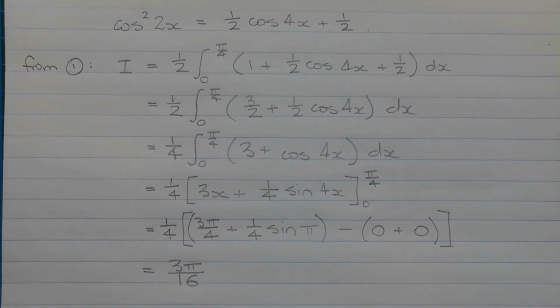Applying the limits of integration, we get 1 over 4 times, now I'm going to open square bracket here, 3 pi over 4 plus 1 over 4 sine pi, and they're in round brackets, minus 0 plus 0. Now sine pi is equal to 0, so this term here is 0, we have a 0 here, 0 here. All we're left with is 3 pi over 4, and we're multiplying that by 1 over 4. So the integral evaluates to 3 pi over 16.